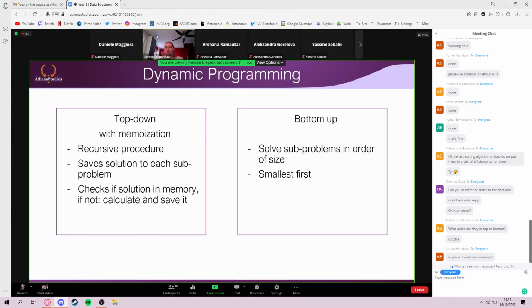And then we have two ways of doing this: top down and bottom up. Top down with memoization. I know it seems like a spelling mistake, it's not, but it is similar to memorization. It's a recursive procedure. You save the solution to each subproblem in your memory, and then you check if each solution is in your memory. If it's not, then you calculate it and save it. So for top down, you start with the big problem and divide it into smaller problems as you go. Whereas for bottom up, you solve the subproblems in order of their size, and you start with the smallest first.